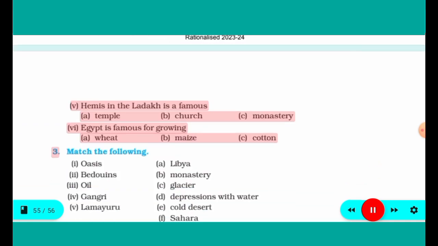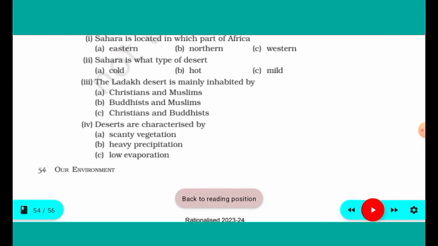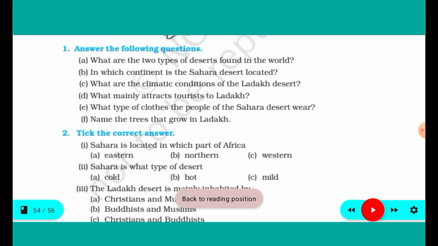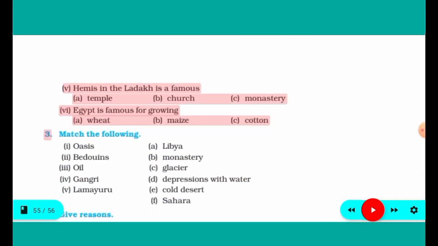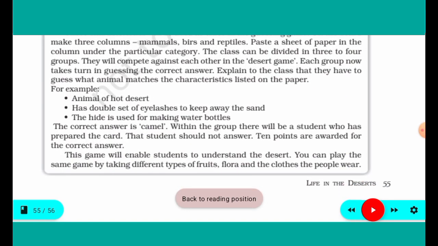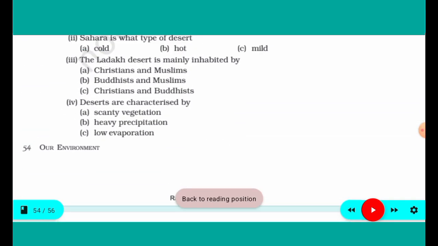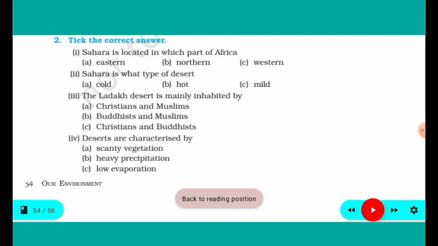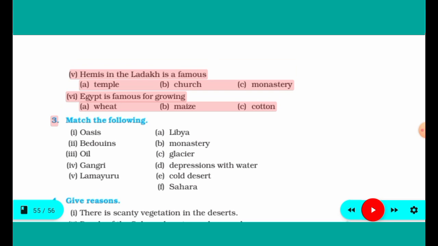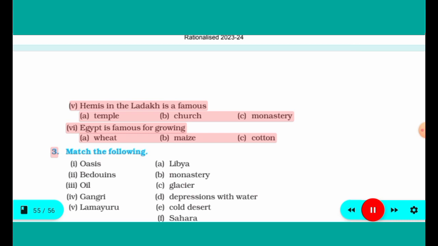V. Hemis in Ladakh is a famous church, C. Monastery. VI. Egypt is famous for growing A. Wheat, B. Maize, C. Cotton.